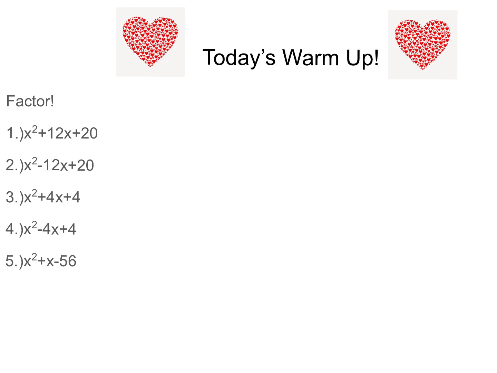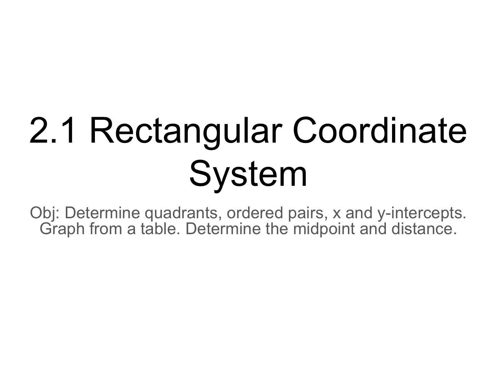All right, so here's our warm-up for section 2.1. We are starting 1414 today. Section 2.1 is the rectangular coordinate system. Our objectives are to determine the quadrants, ordered pairs, x and y intercepts, graph from a table, determine the midpoint and distance. So this is like an introduction to all of chapter 2, and so there's going to be a lot of definitions and formulas and things like that.